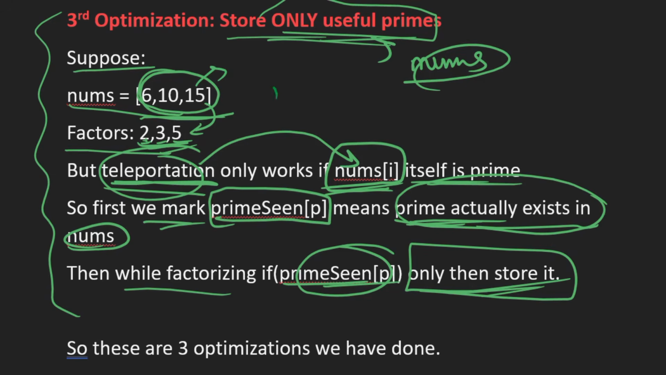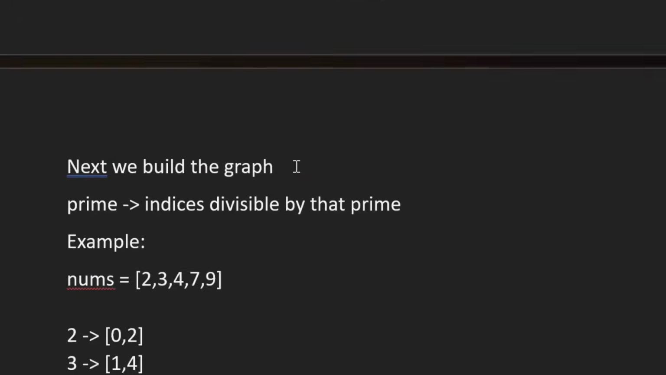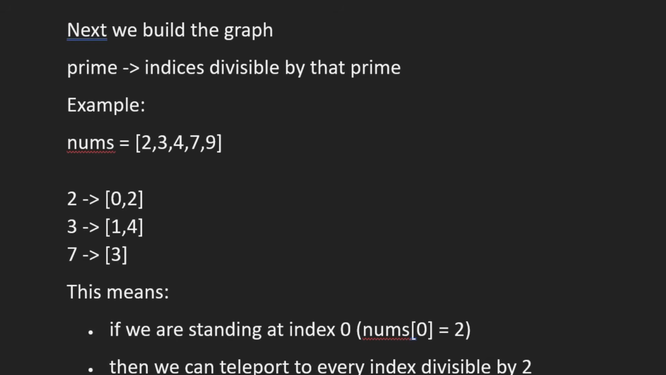So here, 15 is 3 into 5, but neither 3 nor 5 is present in the nums array. So there is no point in storing those numbers, right? So these are the three optimizations that we have done. Next, we build the graph.